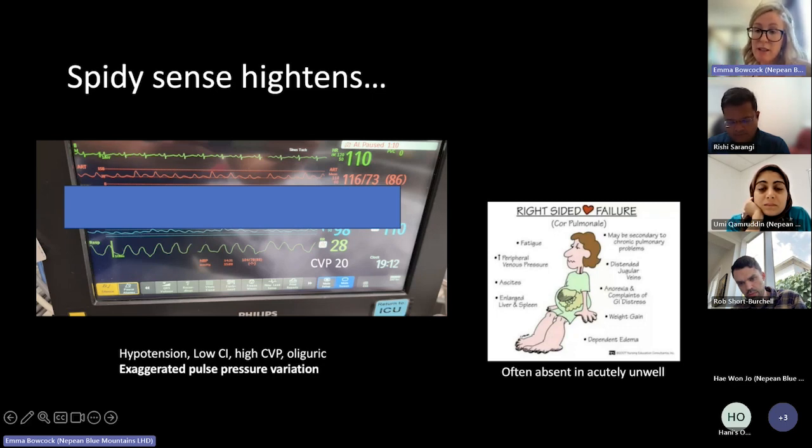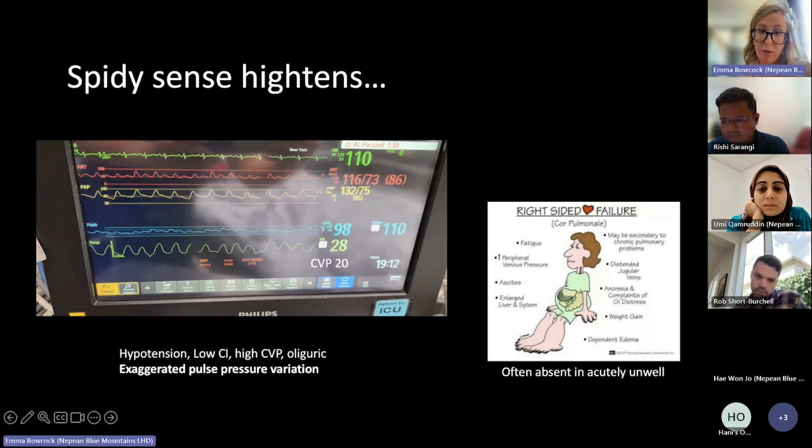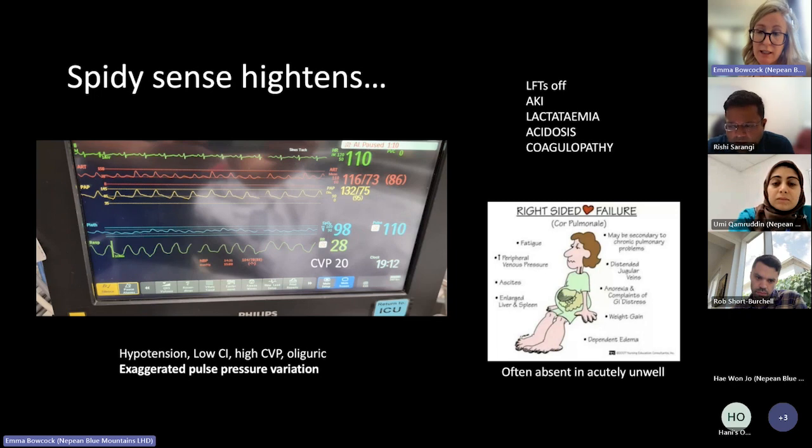We're not going to see these lovely right-sided failure signs, are we, in the critically unwell? They're often non-existent. So we need to look for other things, and often those blood tests that come back with your LFTs being off, acute kidney injury, lactatemia, acidosis and coagulopathy, this is when your ears start pricking, and you think, oh, could there be RV dysfunction here? And you can see this patient had marked pulse pressure variation because they've got rip-roaring pulmonary hypertension and ventricular interdependence. And of course, the last thing that this patient needs is fluid.